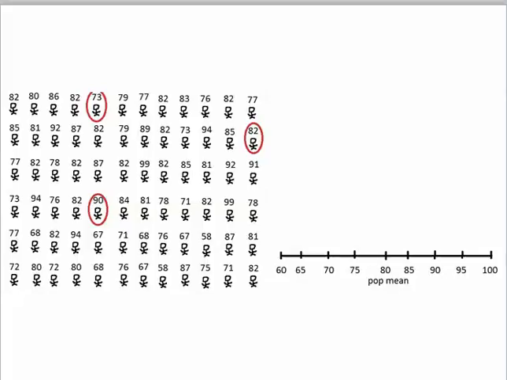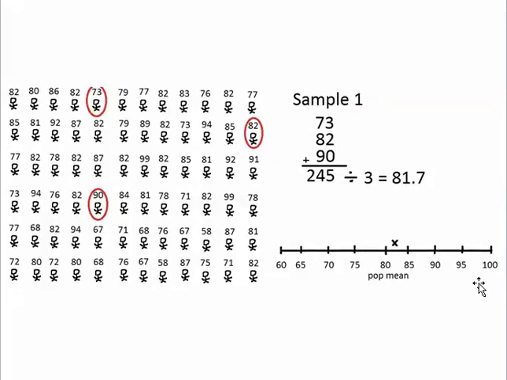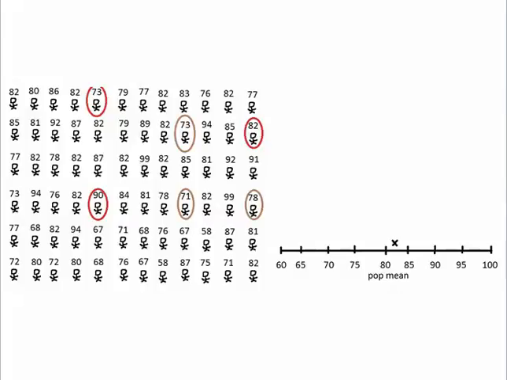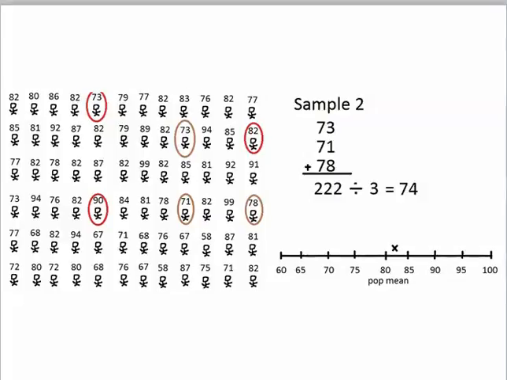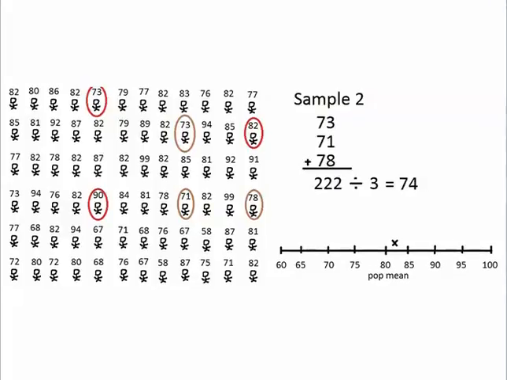Here's one possible sample of 3 students that could be selected. This sample has a mean of 81.7. We can plot that sample mean down here on this number line. I should have plotted it as an X bar because it's a sample mean, but we'll just pretend that this X is an X bar. Here's another possible sample of 3 students that could be selected. This sample has a mean of 74. We can plot that sample mean down on the number line as well.